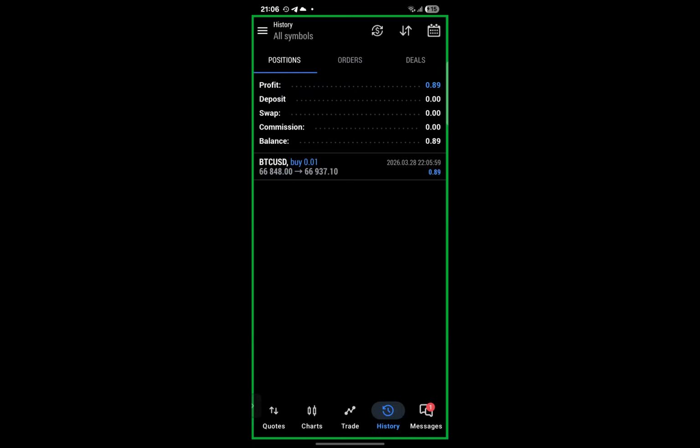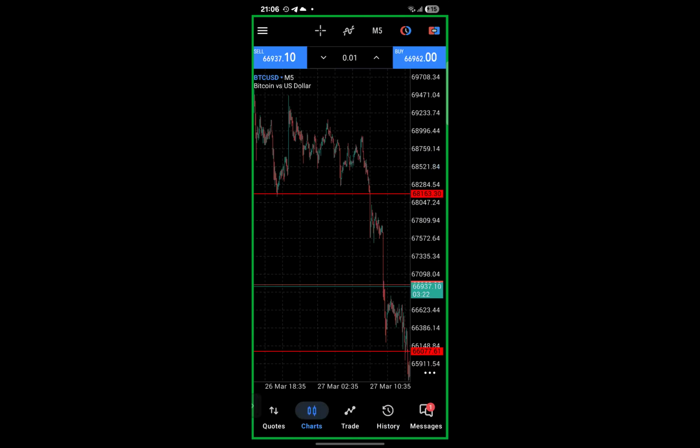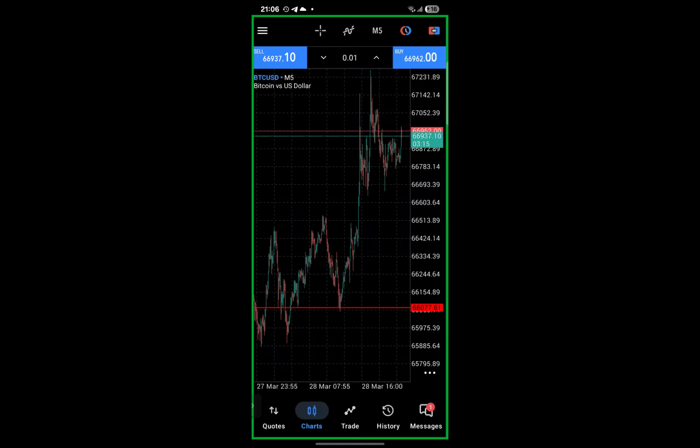So there are two ways of closing the trade. Number one, you can close it manually the way I did and collect your profit, right? Or you can close it by using stop loss or take profit orders, right? Stop loss or take profits.